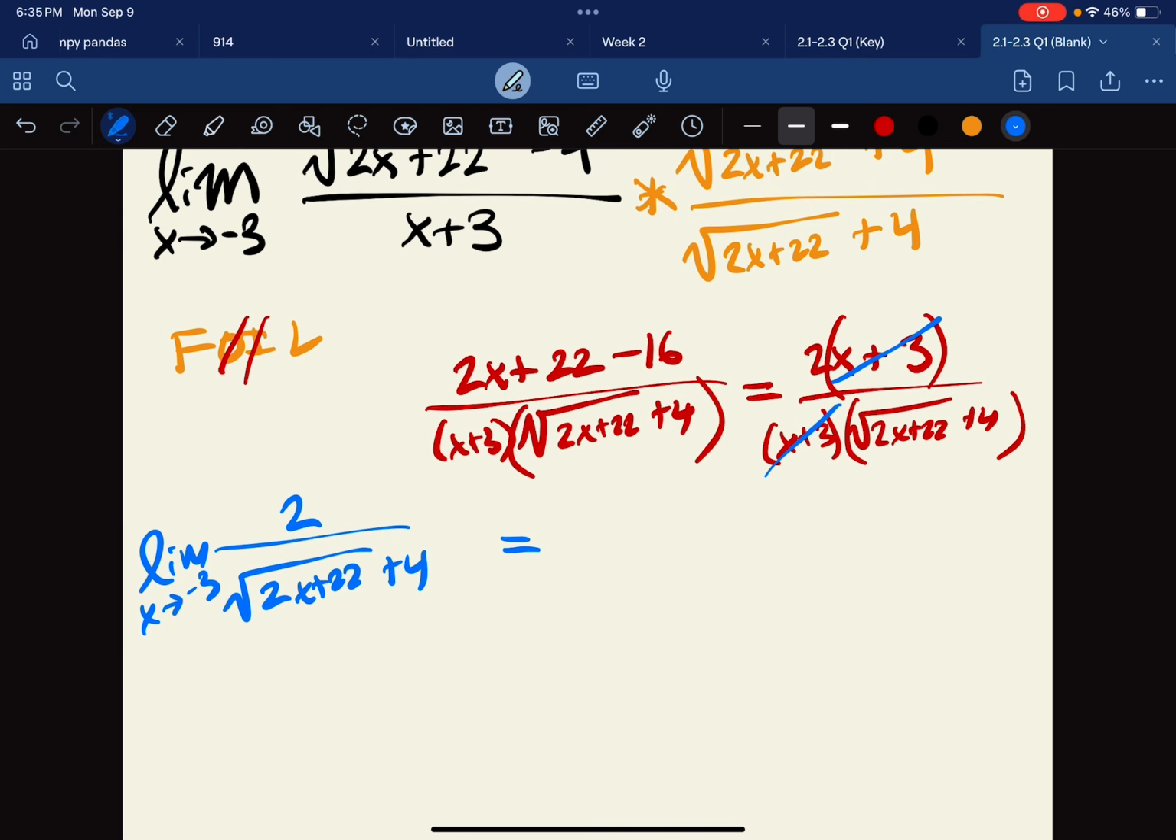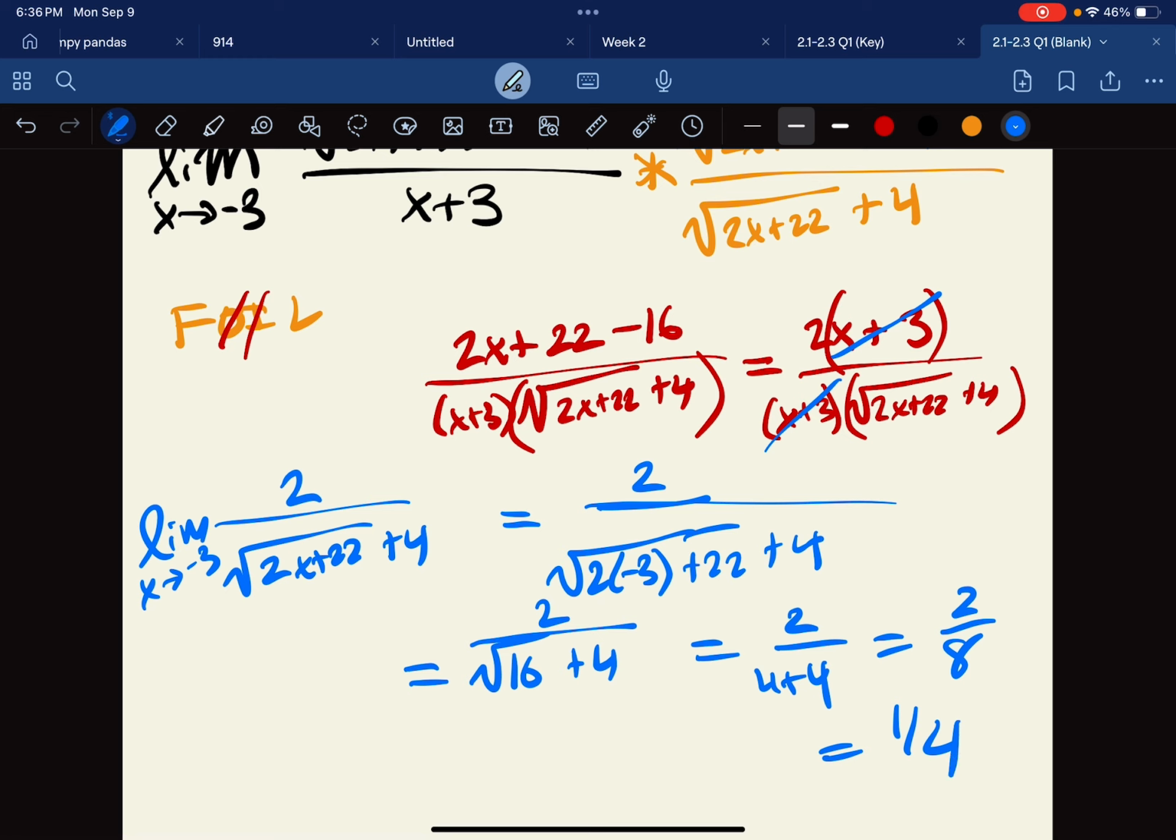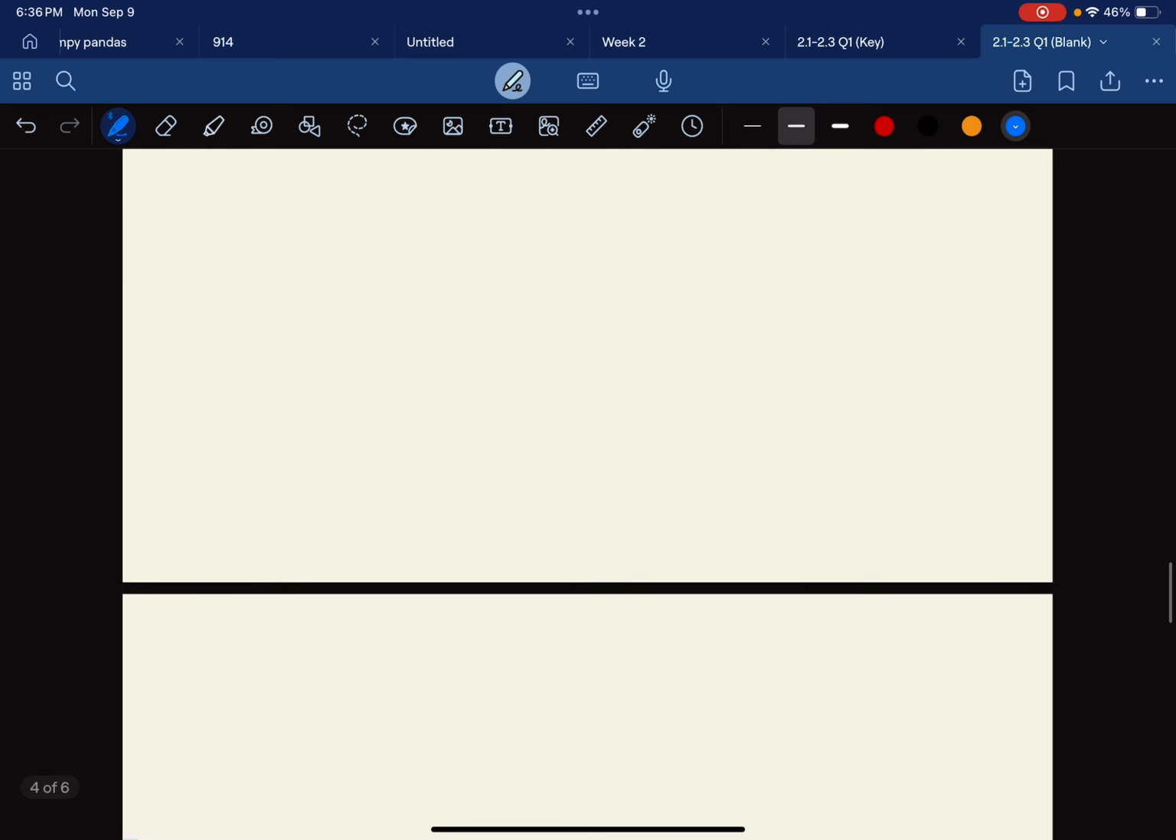So now we can plug in negative 3. We literally just take everywhere we see an x, and we plug in a negative 3. So 2 times negative 3 plus 22, plus 4, and then 2 divided by all that. So that's going to be the square root of 16 plus 4, so 2 divided by 4 plus 4. So that's going to be 2 divided by 8, which simplifies to 1 over 4. So that will be our answer there. That's how you multiply by the conjugate.